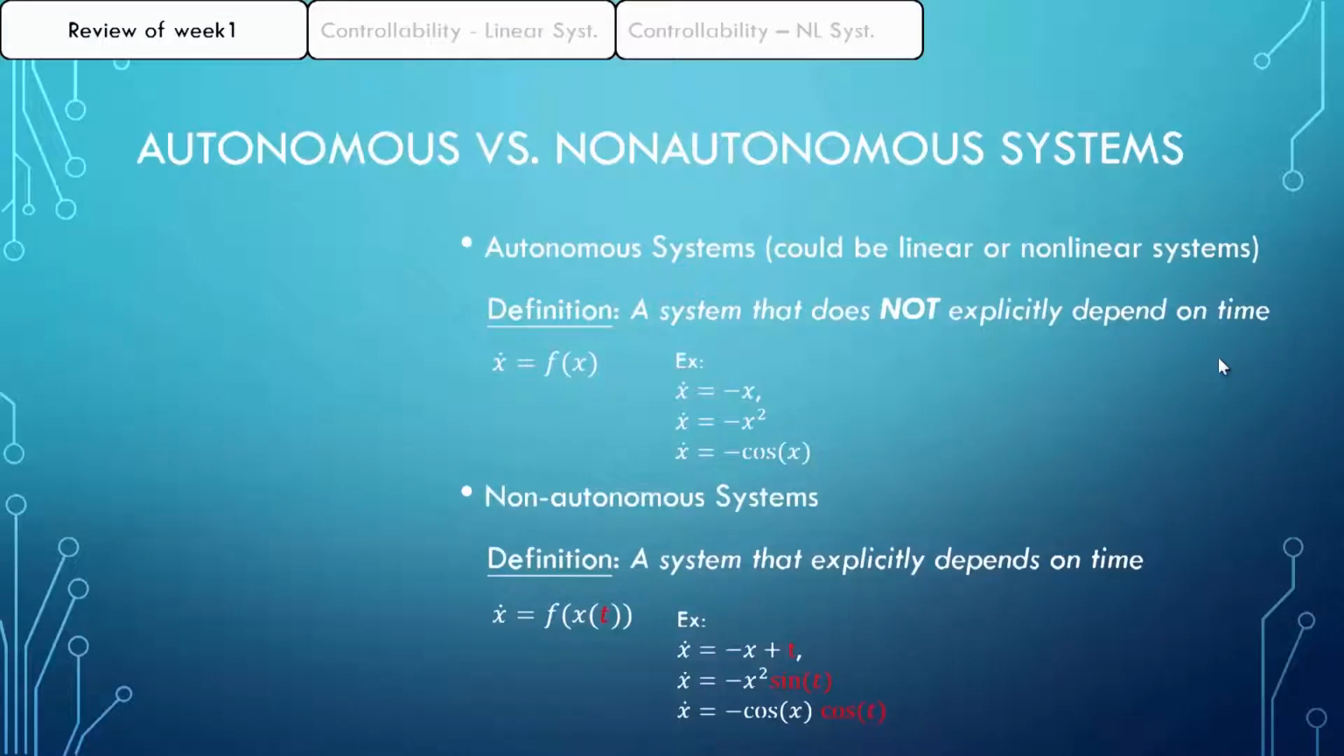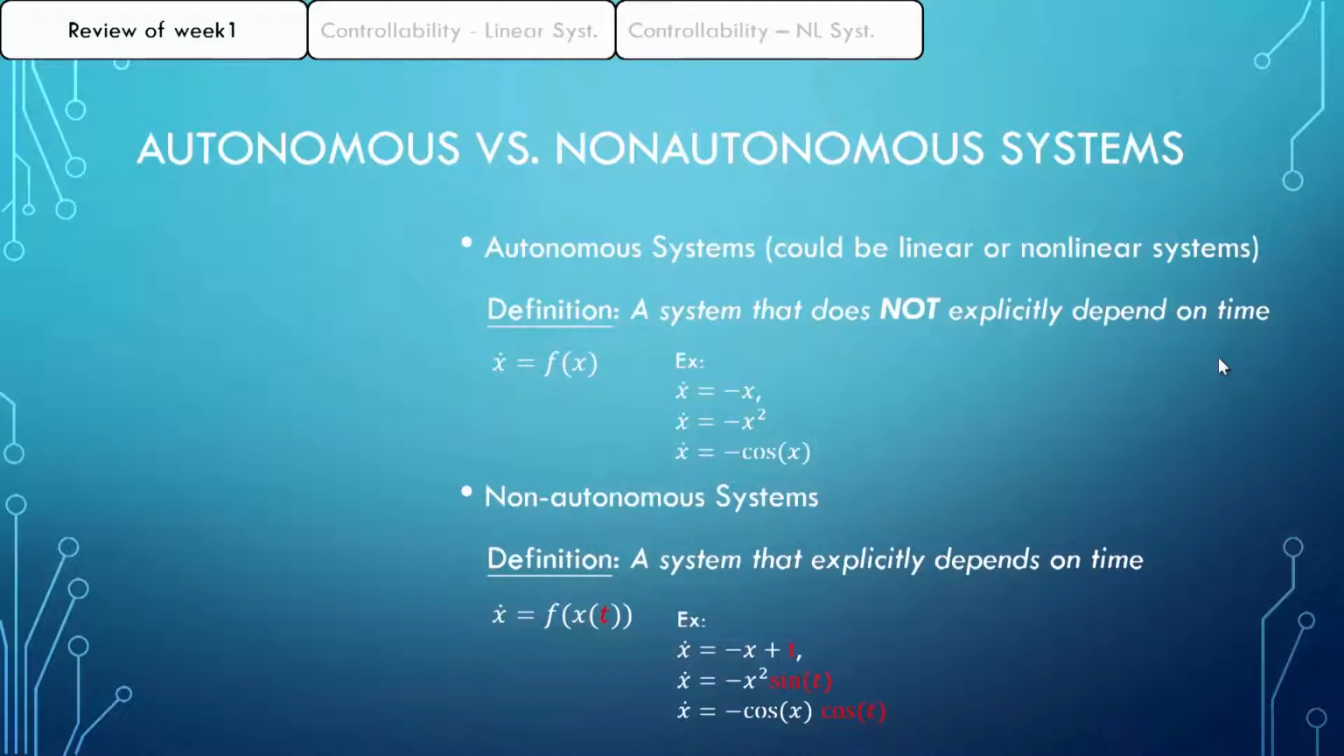We mentioned from the previous lecture the difference between autonomous and non-autonomous systems. For autonomous systems, the system doesn't explicitly depend on time. Compared to the non-autonomous systems, where the dynamics explicitly depend on time. And here, all the coefficients don't depend on time. Coefficients like -1 don't depend on time, but here you have time in the dynamics.